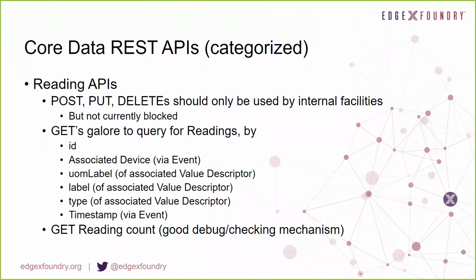There are gets again galore. You can get readings by ID, by associated event, by unit of measure label, you name it. If there's a piece of information we know about in EdgeX, there's typically an API around getting it out by that same information. And again, we can get readings by their count. So give me all of the readings that are known by core today in a quick fashion, so I can just see if things are up and running quickly. Or maybe I want to check to see if the database is getting too full, and maybe I need to exercise that scrubber a little bit more often.